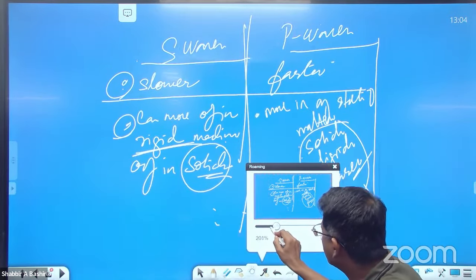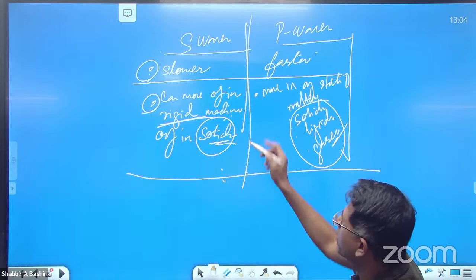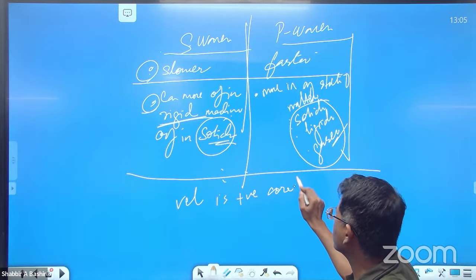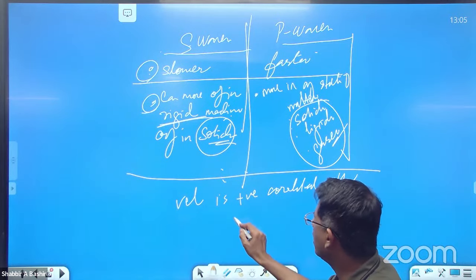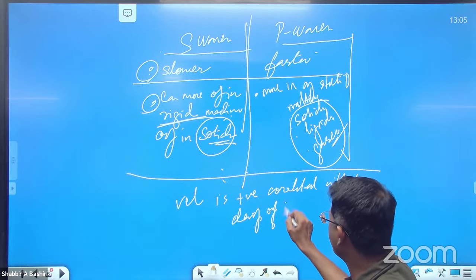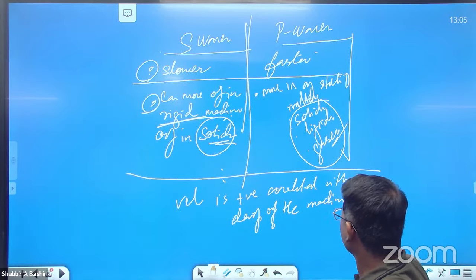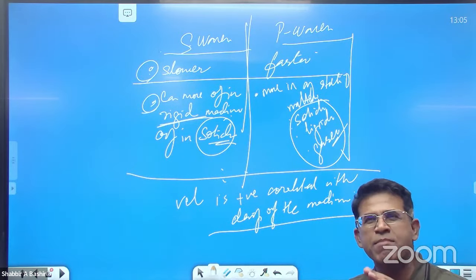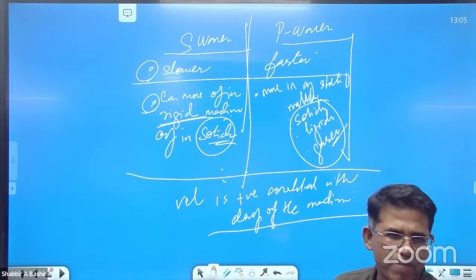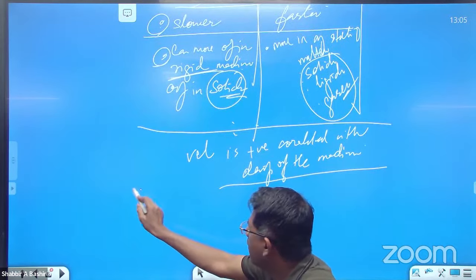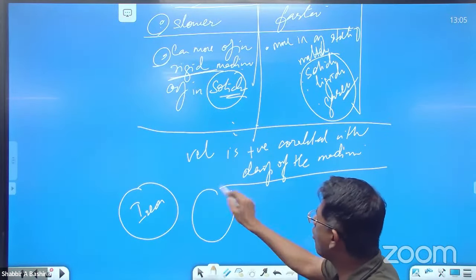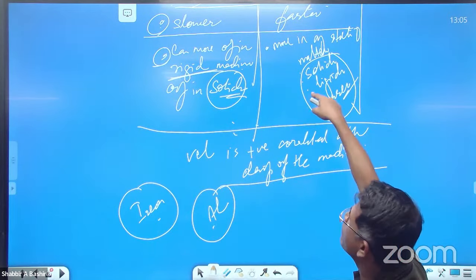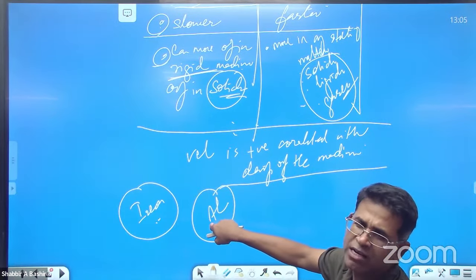And for both of them, the velocity is positively correlated with the density of the medium. If the density of the medium is more, the speed is more. Imagine a solid, say a block of iron and a block of aluminium. S wave will move fast in iron and slow in aluminium. P wave also is fast in iron and slow in aluminium.